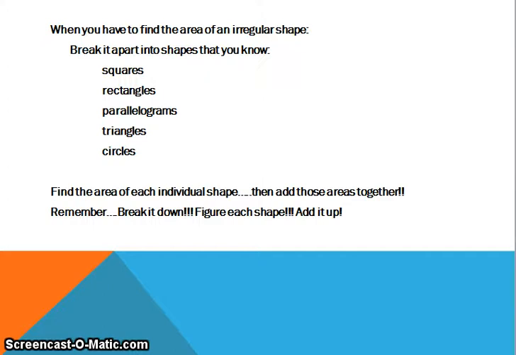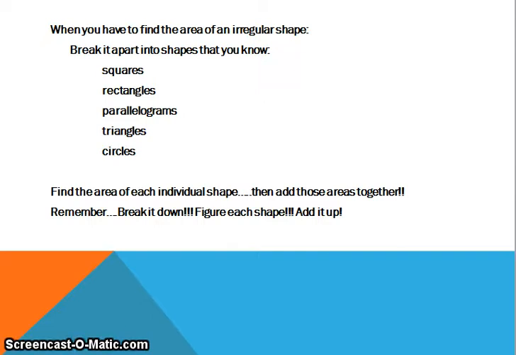when you have to find the area of irregular shapes, the easiest way to do it is to break apart that shape into smaller shapes that you know. Like for instance, we've talked squares, rectangles, parallelograms the past couple days, and triangles. But also you might see circles and maybe even trapezoids. So break down the big shape into smaller shapes that you know. And then you're going to add up those areas at the very end.